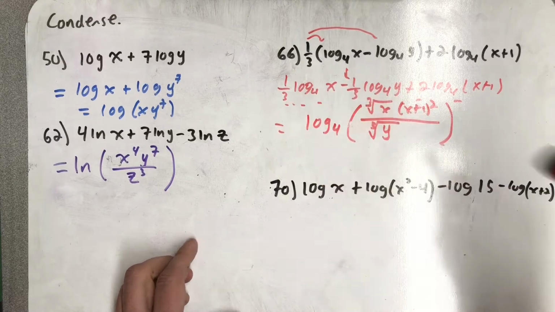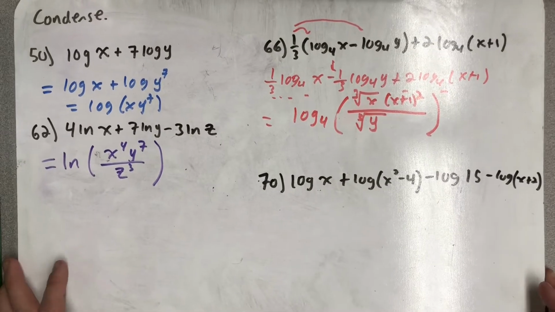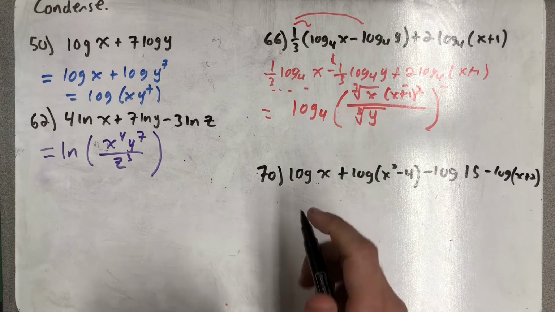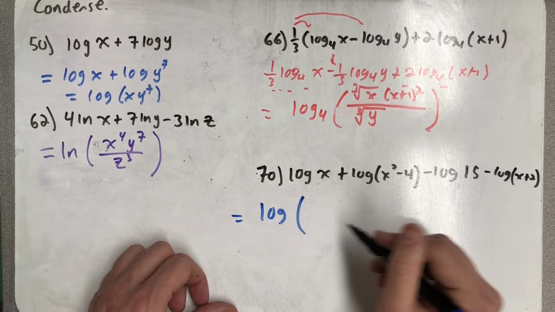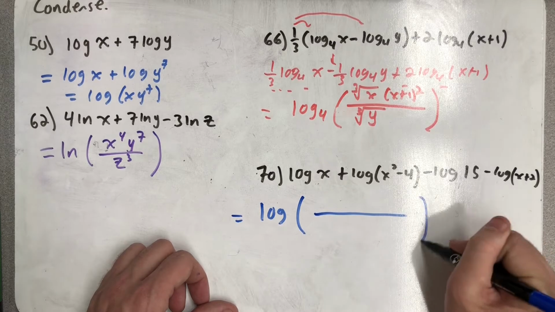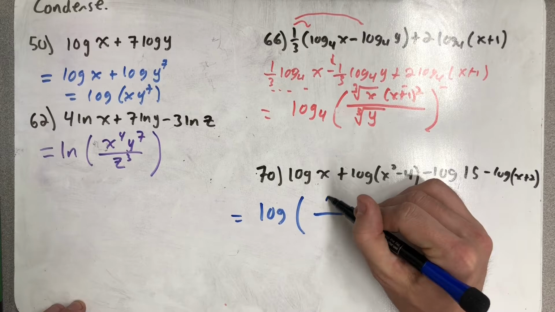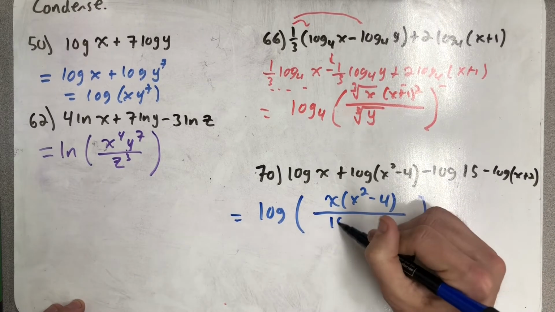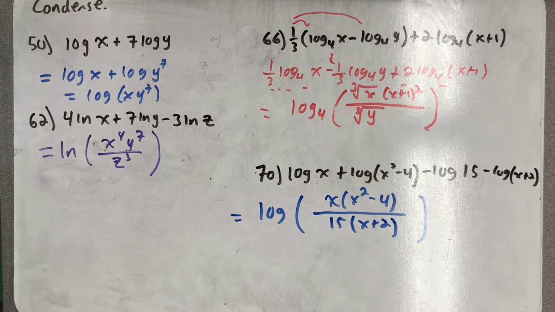All right. One more example from this set of problems, and again, I'm just condensing a logarithm. So another problem that's a log base 10. I have two negative logs and two positive logs, so I'll have two factors on the top. I'd have an x and an x squared minus 4. And on the bottom, I'd have a 15 and an x plus 2. And there are 4 examples where we get to condense logarithms.